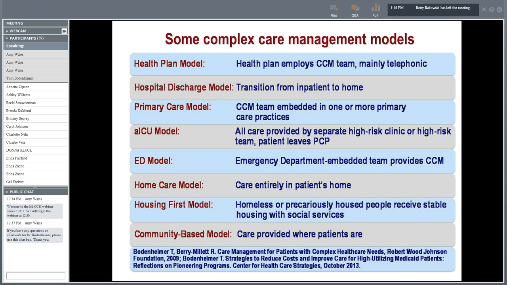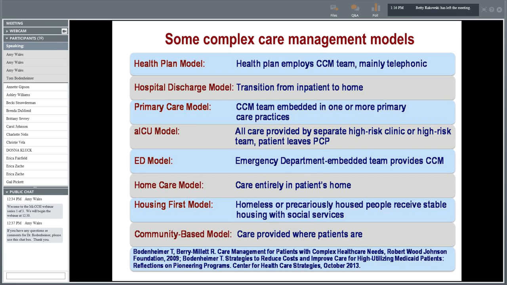So let's go into some models. There are many different complex care management models. If you look at two reports that I authored, one of them is more about Medicare patients, which is the Robert Wood Johnson Foundation report, and the Center for Healthcare Strategies report is more about Medicaid patients. And they're very, very different, because Medicaid patients tend to have mental health problems, often substance abuse, maybe homelessness, plus maybe COPD and some other physical diseases. The Medicare patients tend to be more the physical diseases and less the mental health issues. So the Medicaid patients are, in a way, much more difficult to deal with.